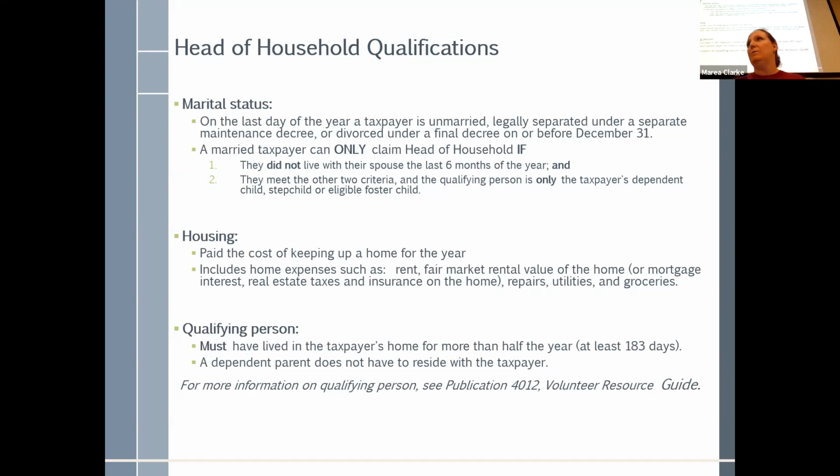All right, this is why I say it's a little bit more complicated because there's lots of information here. For housing, they have to have paid the cost of keeping up their home for the year. It includes all of the housing expenses, like rent, electricity, groceries, repairs, mortgage, real estate taxes if they own a house, all that kind of stuff. And the qualifying person must have lived in their home for more than half of the year. But a dependent parent, if it's a parent that they're taking care of, doesn't have to live with the taxpayer.